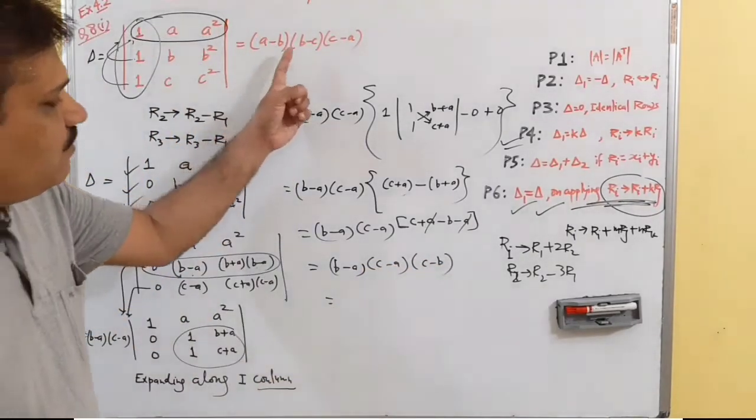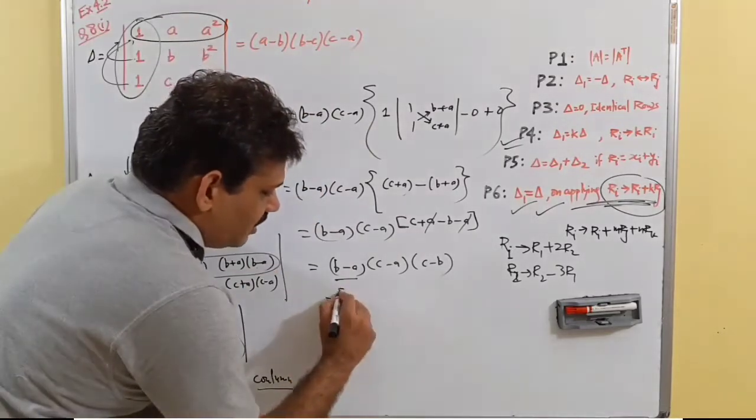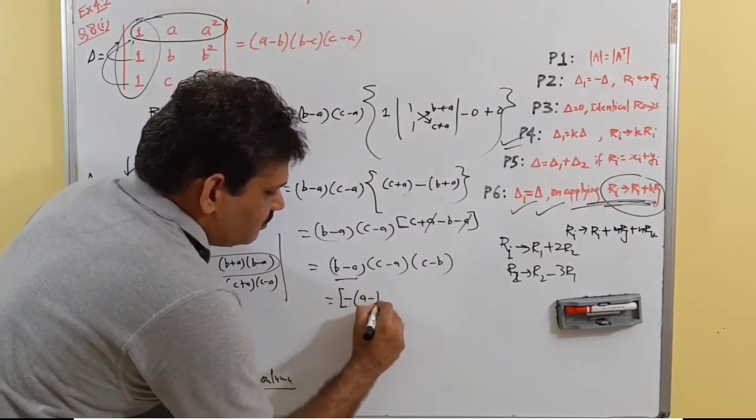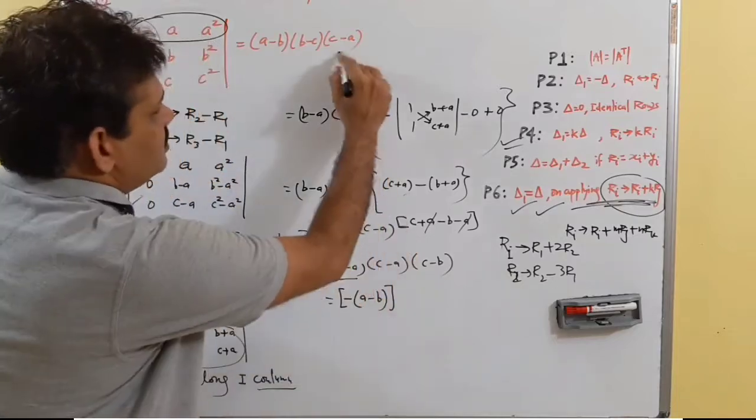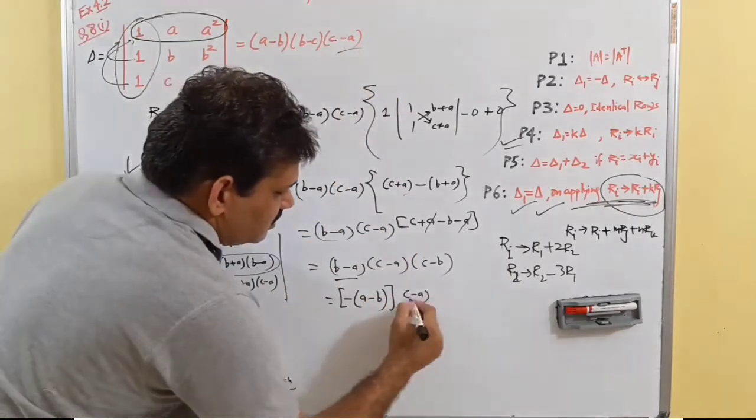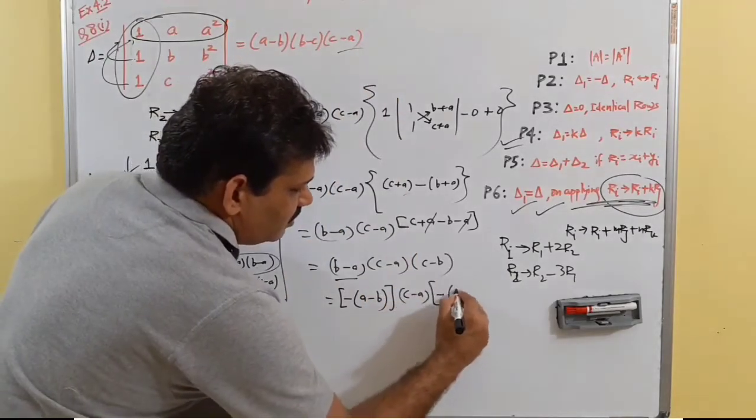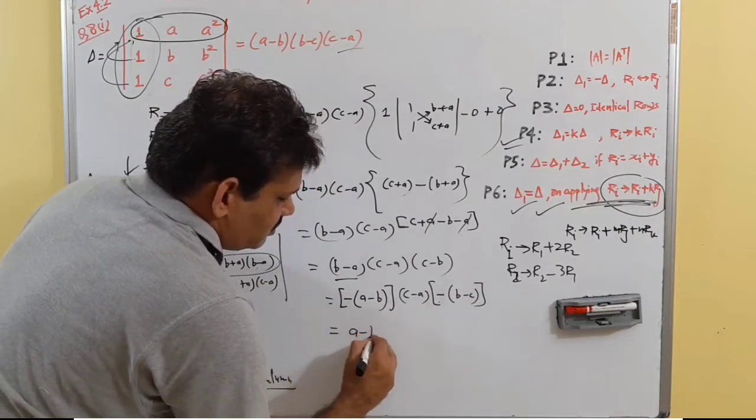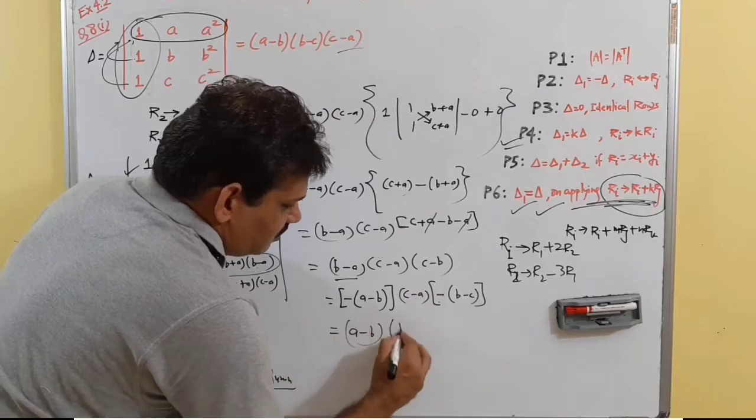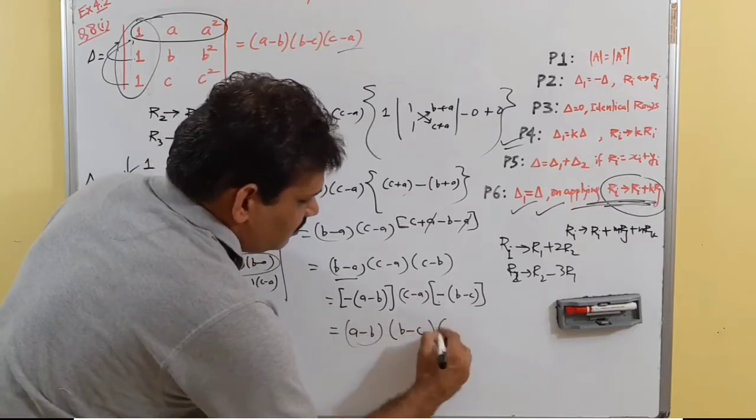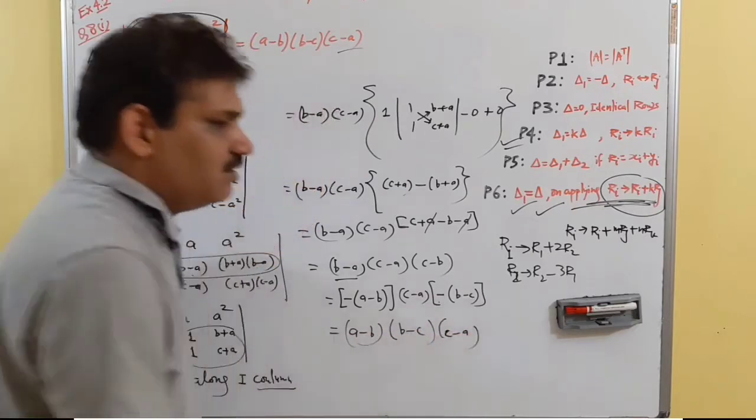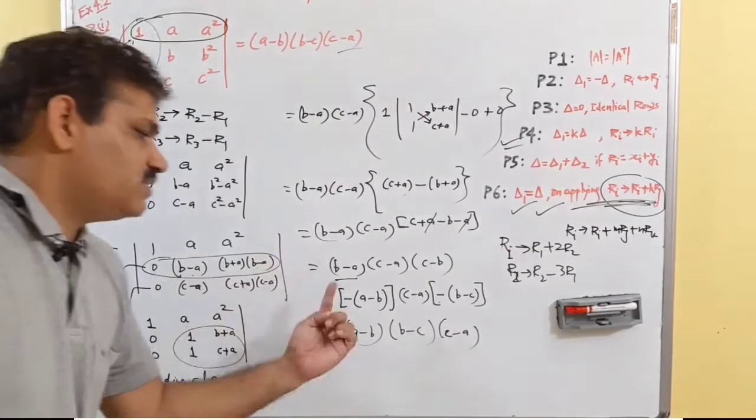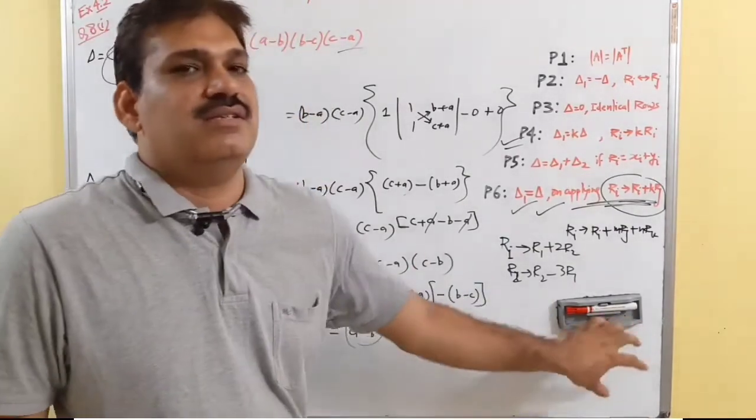We need a minus b, b minus c. So from here I take a negative sign common. This gives me a minus b. c minus a is okay. c minus b, I take a negative sign common. This gives me b minus c. Now minus into minus is plus. So this gives me a minus b, b minus c, c minus a. Cyclic order. a minus b, b minus c, c minus a.